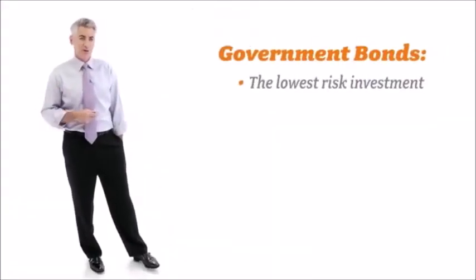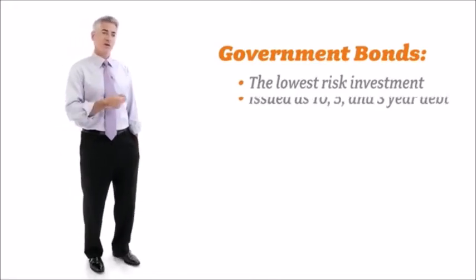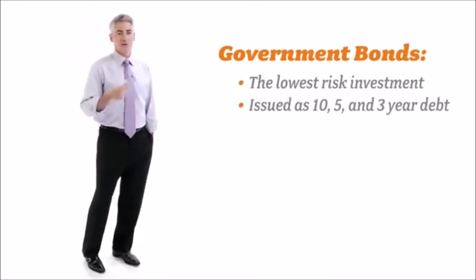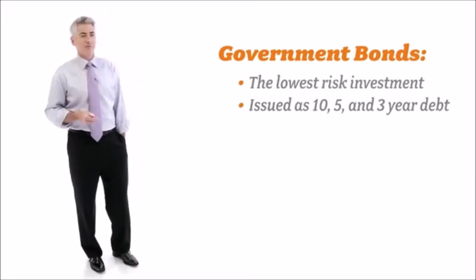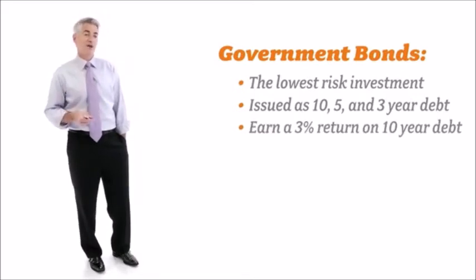Well, one way to think about risk is to compare your risk to other alternatives. So you can buy government bonds. And government bonds are considered today the lowest risk form of investment. And the U.S. Treasury issues 10-year, 3-year, 5-year debt. There's a stated interest rate. And today, on a 10-year Treasury, you earn about a 3% return.